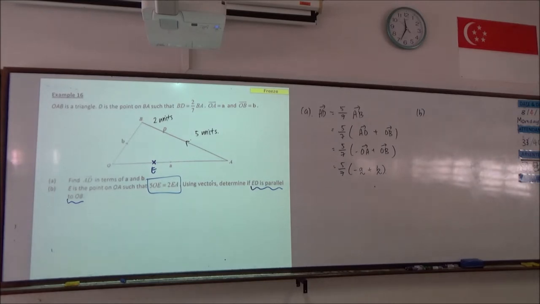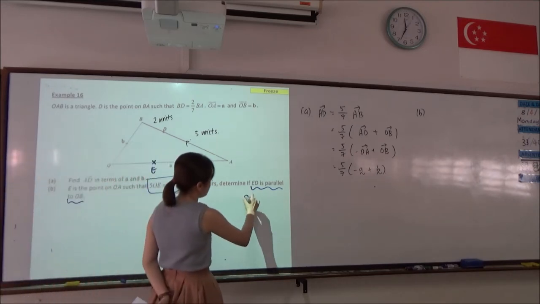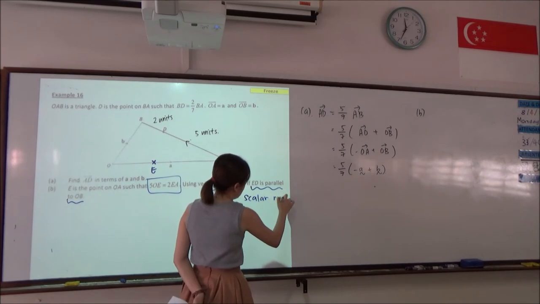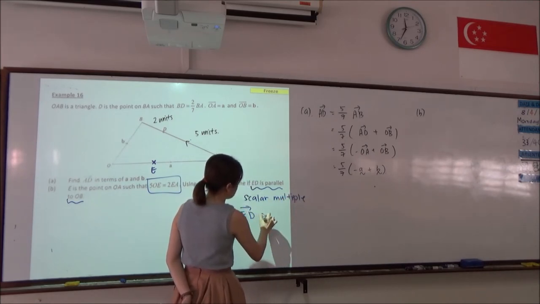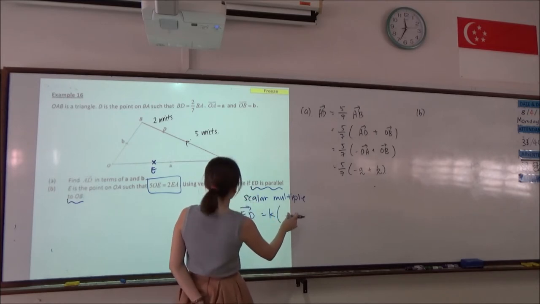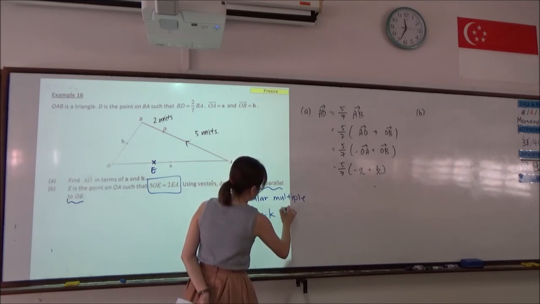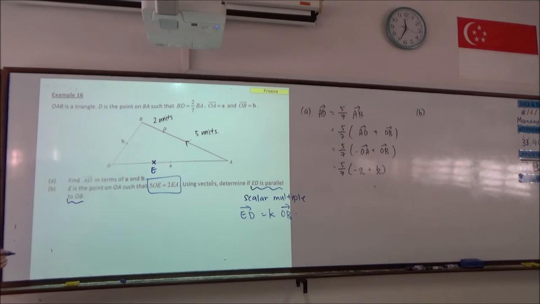Same gradient? No, we're learning vectors. They have equal vectors, so they must be a scalar multiple of each other, right? Meaning that if I were to find the vector ED, it must be K times OB. Remember, that is what we learned about parallel vectors.